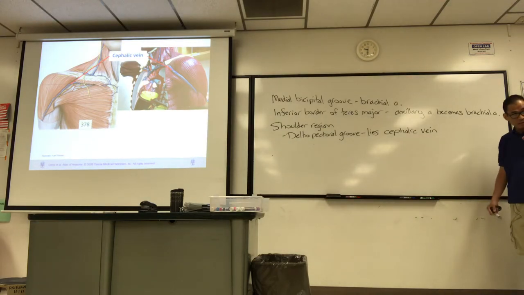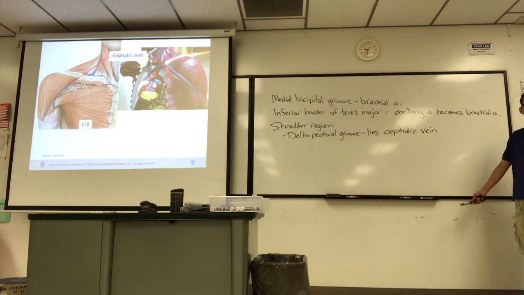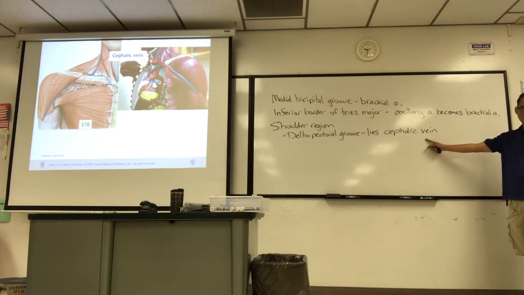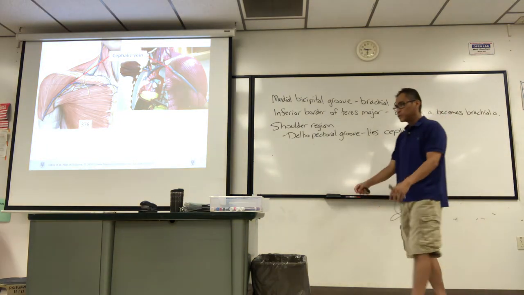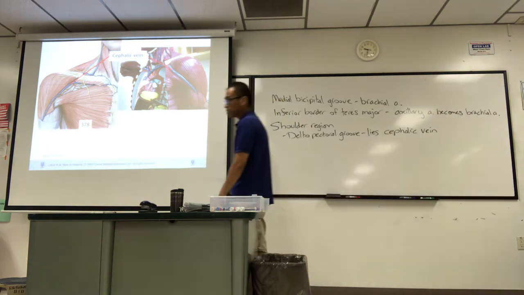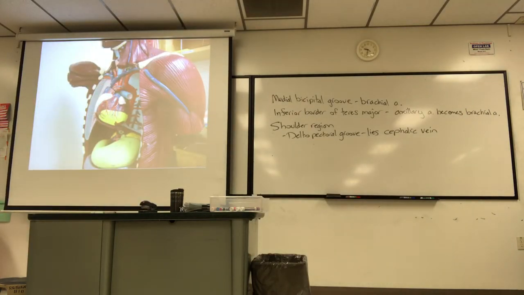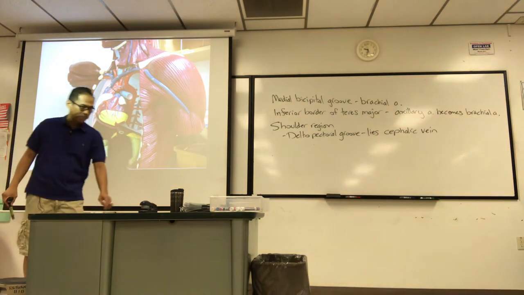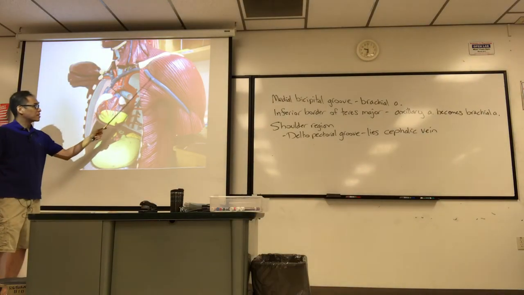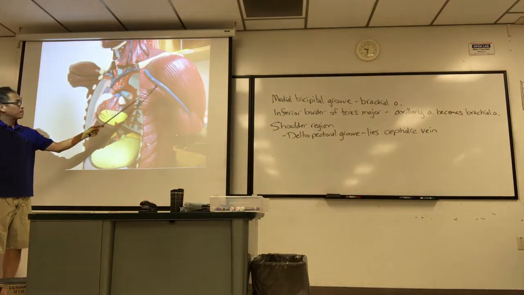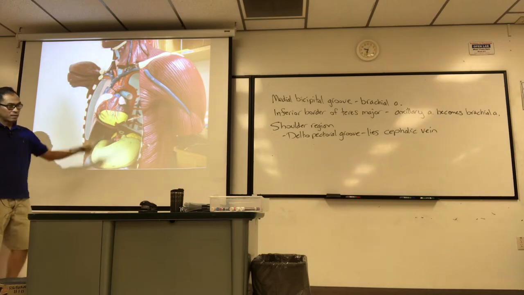The reason I point this out in lectures is that students always want to call it the axillary vein, but it's not. You can't even see the axilla when the arm is adducted, so don't confuse it with the axillary vein, it's cephalic. The deltopectoral groove is just the space between delts and pecs. Pecs, delts. So there it is, right there. I'm telling you, someone's going to call it the axillary vein. Don't do it. May it not be you. Cephalic vein.